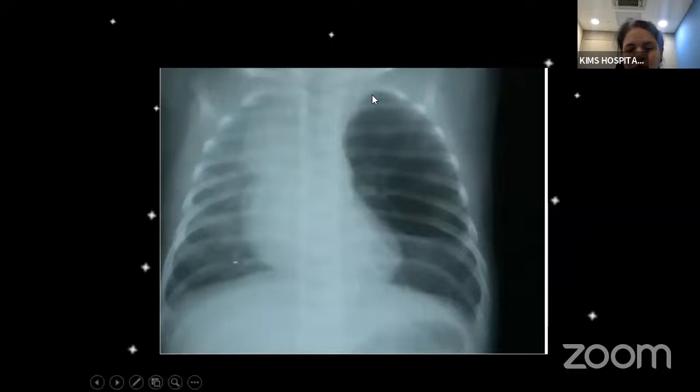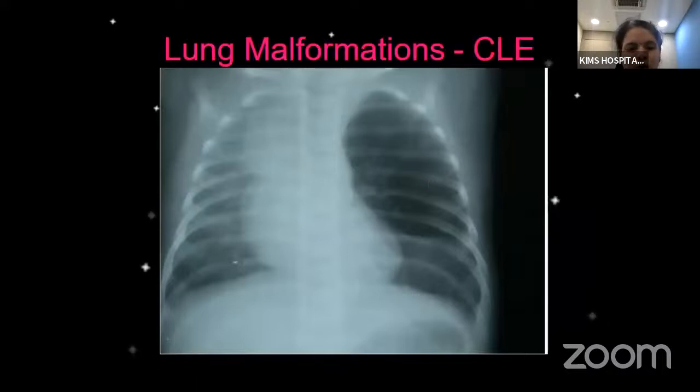Now, this is a newborn who presented with respiratory distress at around 3 weeks of age and was initially thought to have bronchiolitis. But on repeated X-rays, it was found that the left upper lobe of the lung was persistently looking hyperlucent, and progressively this resulted in mediastinal shift to the opposite side, and this newborn actually turned out to have congenital lobar emphysema.